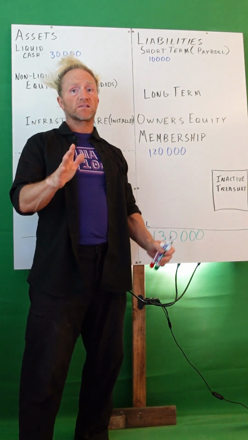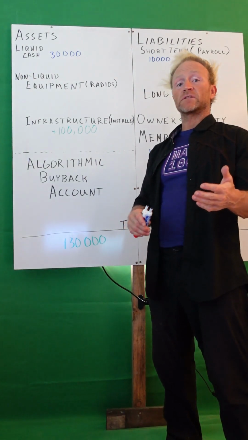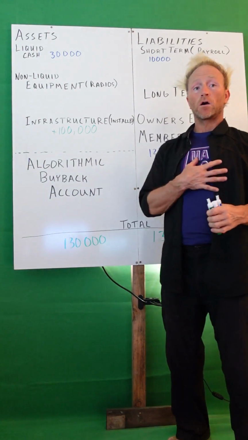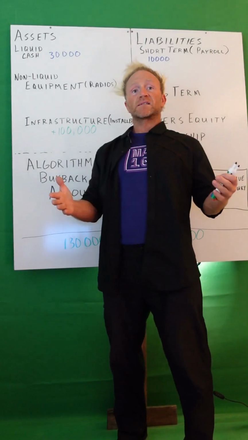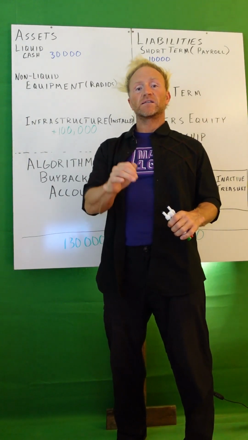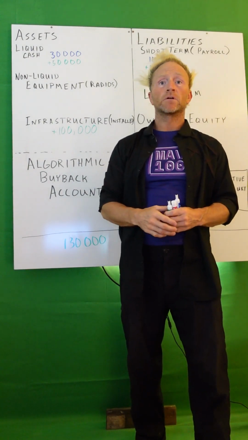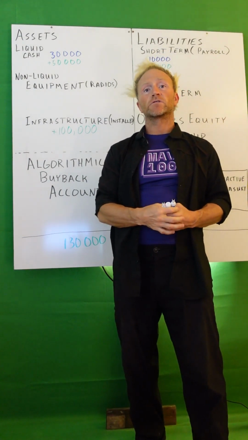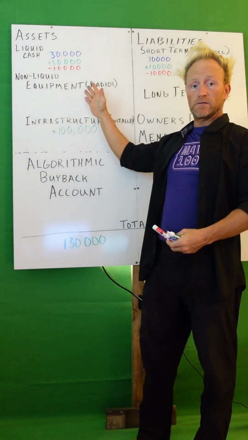Normally this process is centralized. Someone decides it's time to distribute profits and they start writing checks. Our cooperative will use the algorithmic buyback account. Let's say that we had a great month. We made $50,000 in revenues and had $10,000 in labor. Typically, you'll pay off last month's labor, so we're going to pay off $10,000 in labor and take $10,000 in cash. We reconcile this.